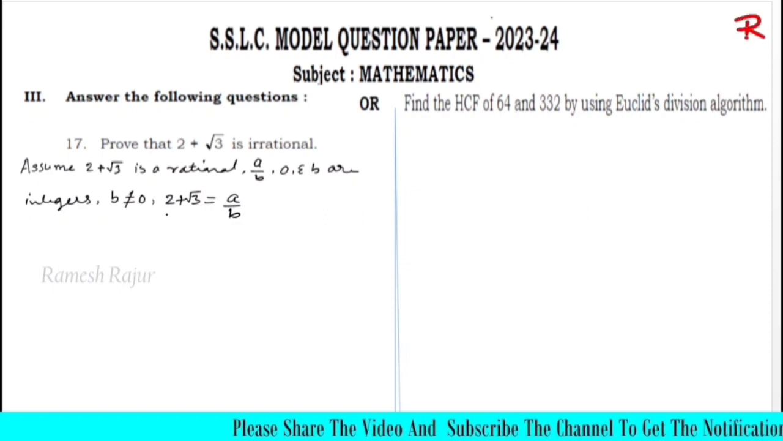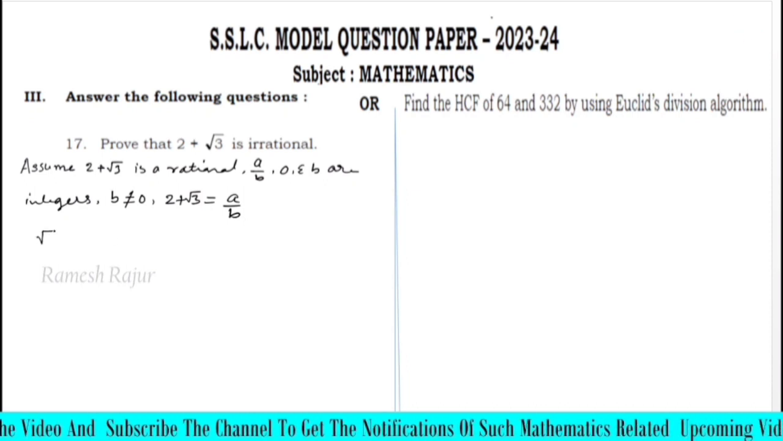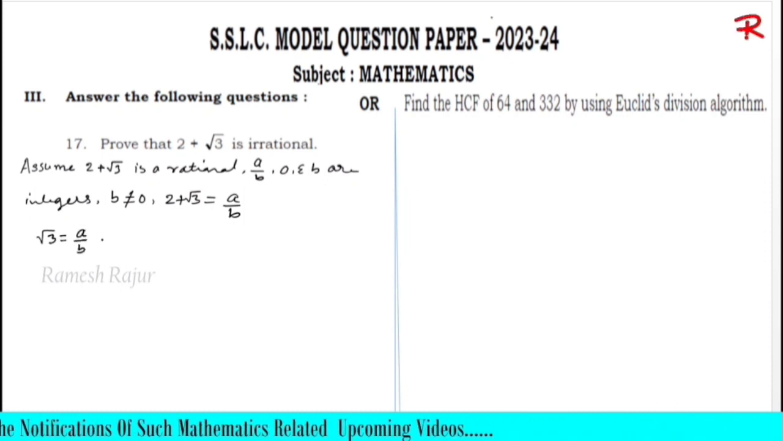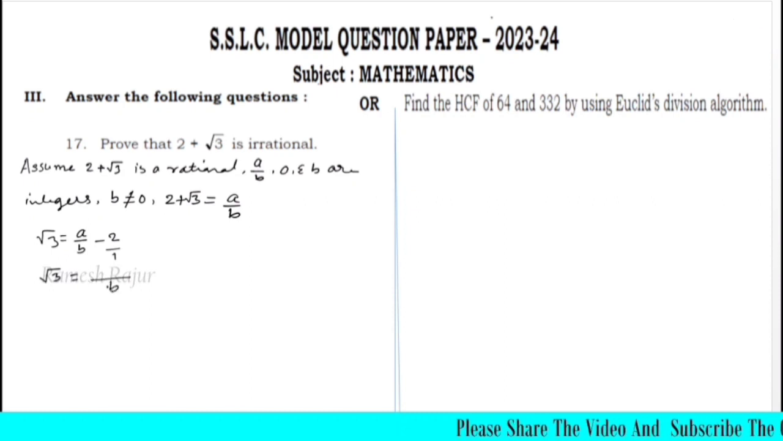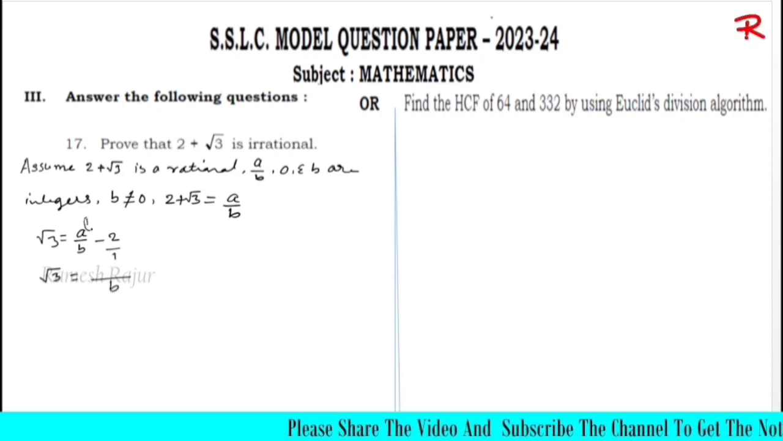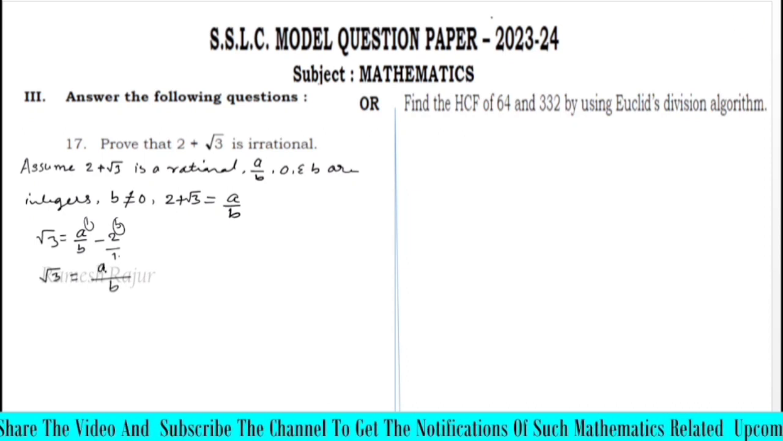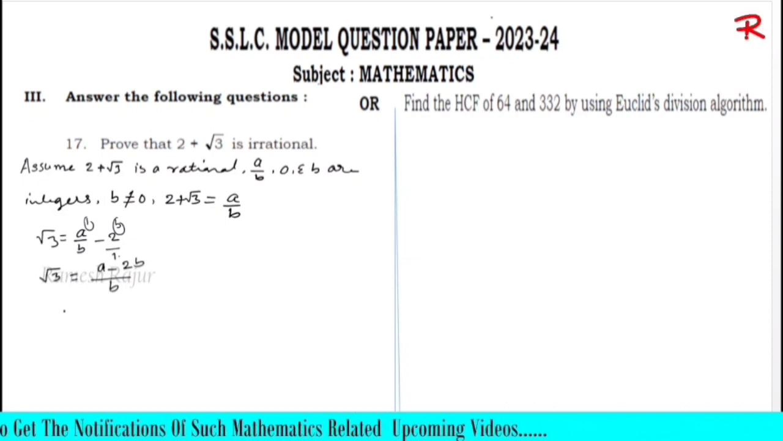Now transfer the plus 2 from the left hand side to the right hand side. That becomes root 3 is equal to a by b minus 2. Later on, that becomes root 3 is equal to, the LCM of b and 1 is b, a into 1 is a, minus 2 into b is 2b, all over b. Therefore, root 3 is equal to a minus 2b by b.